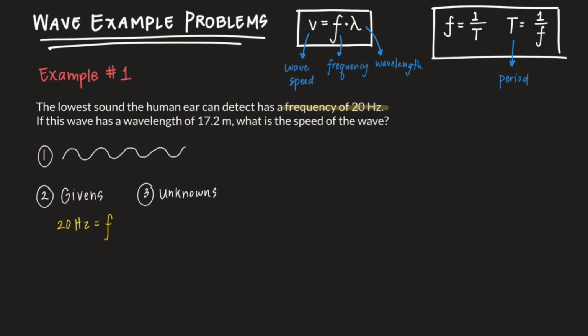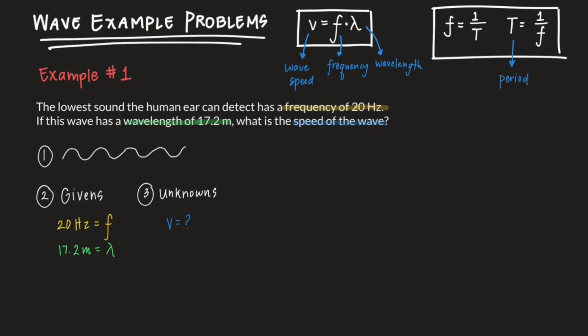Next up, it says the wave has a wavelength of 17.2 meters. So we're going to write down that as one of our givens, 17.2 meters. What is that telling us? Well, it is telling us the wavelength, right? Wavelength is measured in meters, so that 17.2 meters is our wavelength. Remember, that's a Greek letter lambda. So what are we looking for in this problem? It's asking us what is the speed of the wave. So we're looking for wave speed, which is v. What is our v of our wave?